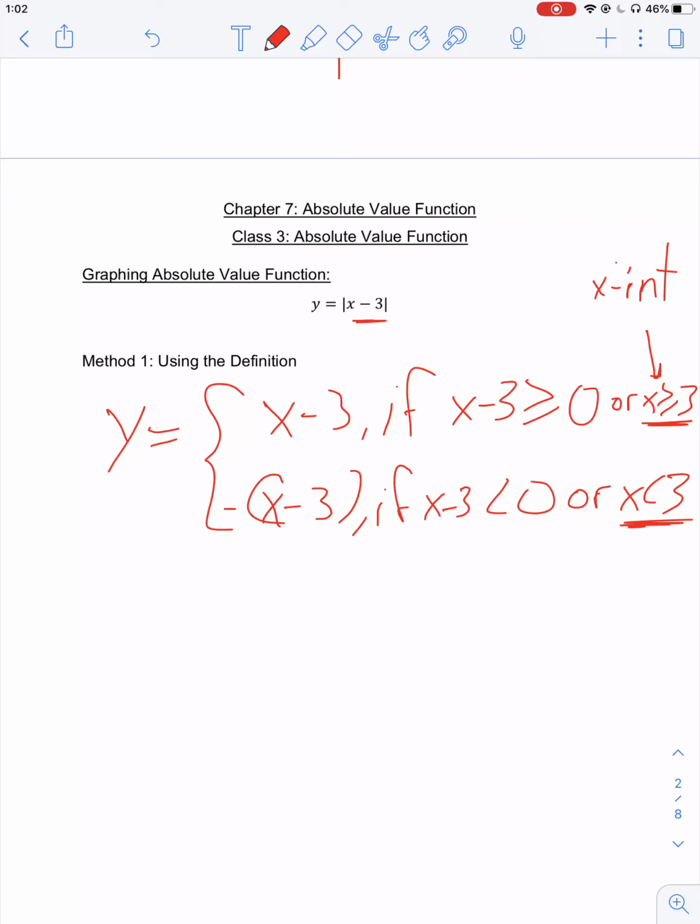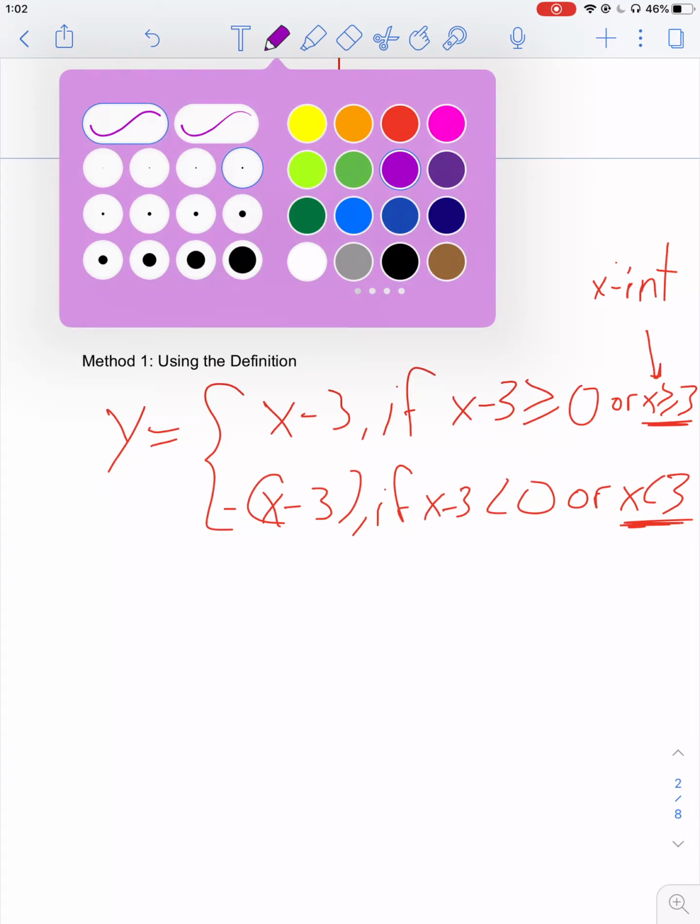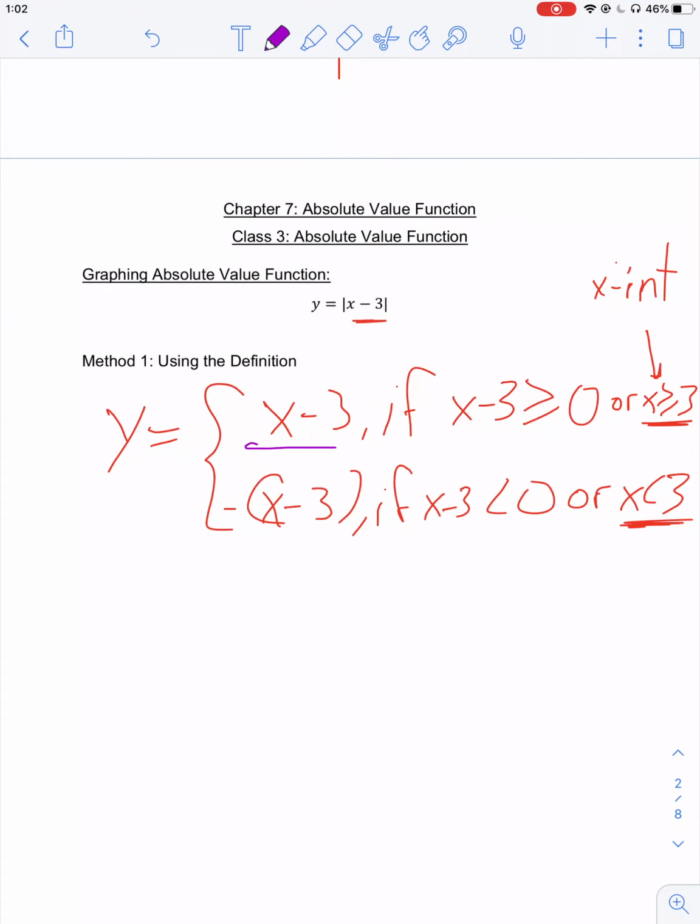Okay, so let's focus on this function. Let's be consistent with our colors. Let's focus on this function in purple. So how would you graph this function? The function is y equals, in purple, I need to graph y equals x minus 3, okay?